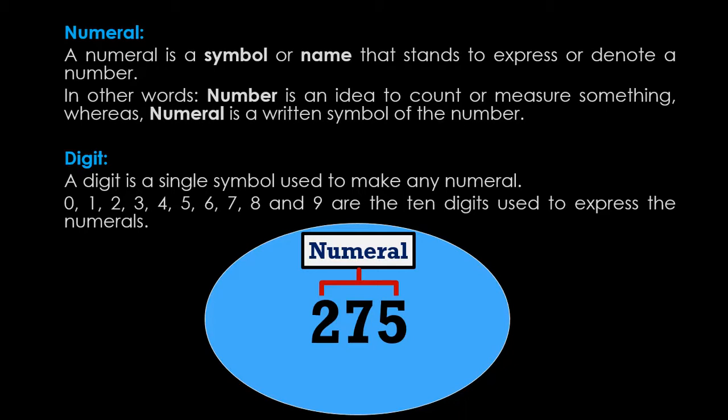So this entire 275, when it is written, is called a numeral, and each one of these, 2, 7 and 5, are all digits. So there are 3 digits in this number 275, and this written symbol of the entire number, the whole number 275, is called the numeral.